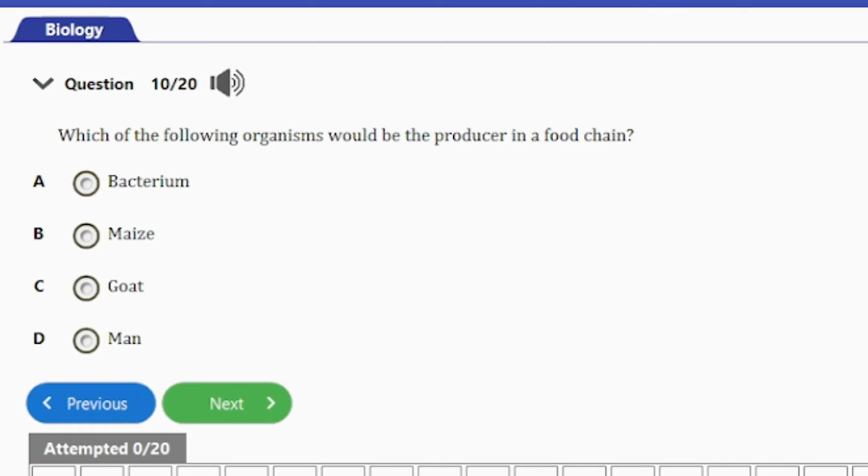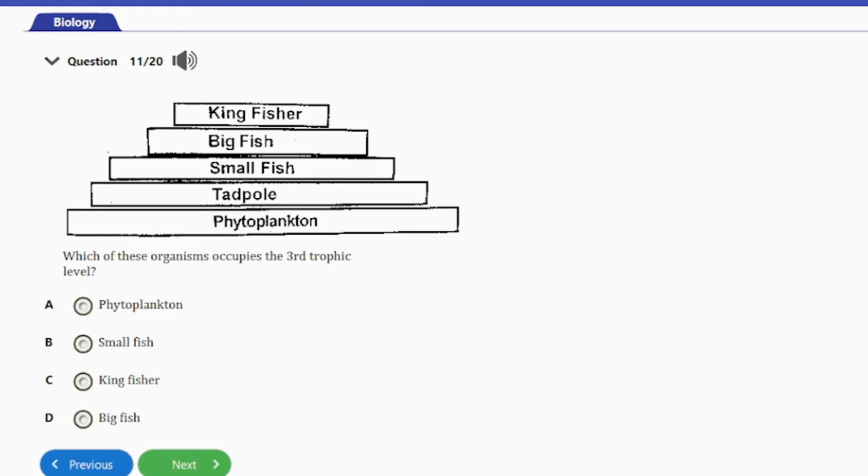And that's option B, guys. So let's consider the next question we have here. It says, which of these organisms occupied the third trophic level? We have A, phytoplankton, B, small fish, C, kingfisher, and D, big fish. So guys, the answer to this question is actually option B here, and that's the small fish. That's the organism that occupies the third trophic level.